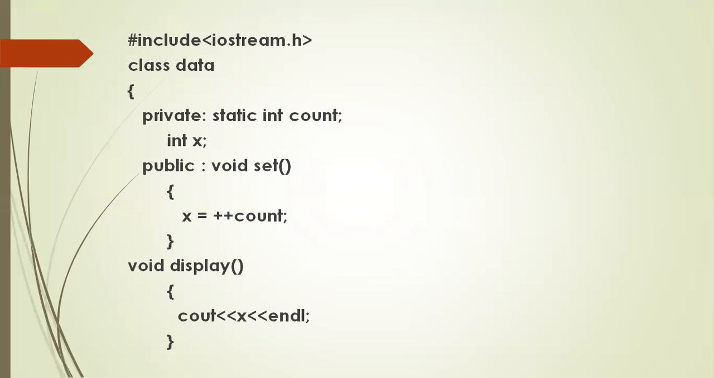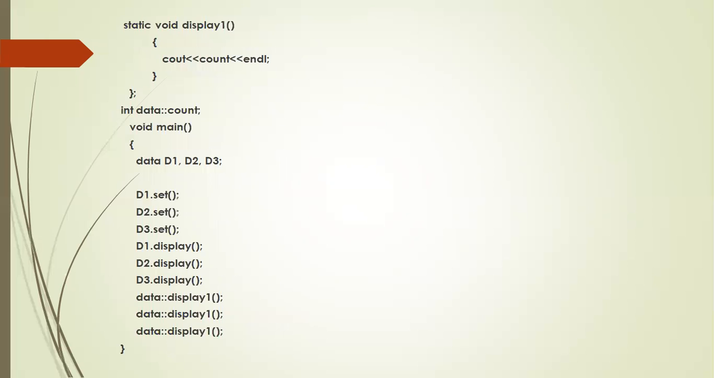So now when you call the set function with d1, d2, d3, what happens? d1.x becomes 1, d2.x becomes 2, d3.x becomes 3. Final value of count will be 3. Now you call the display function 3 times, first with d1, then with d2, then with d3.